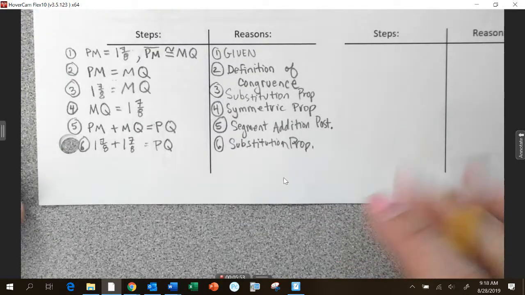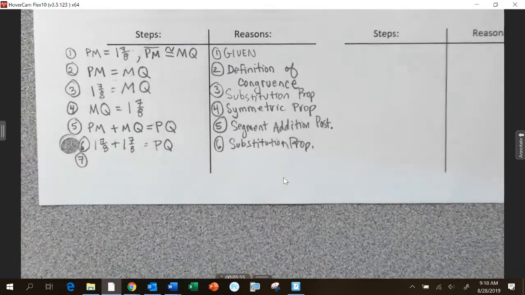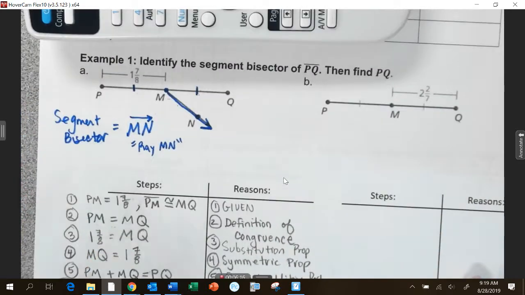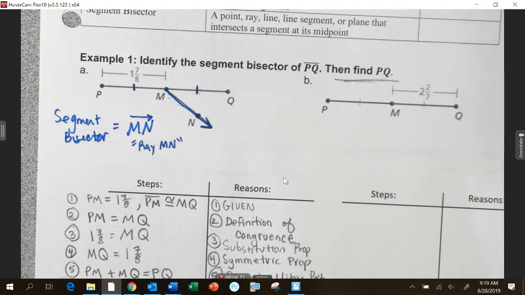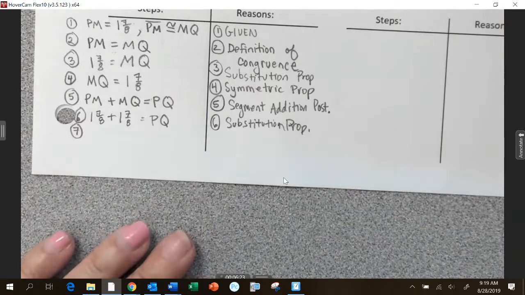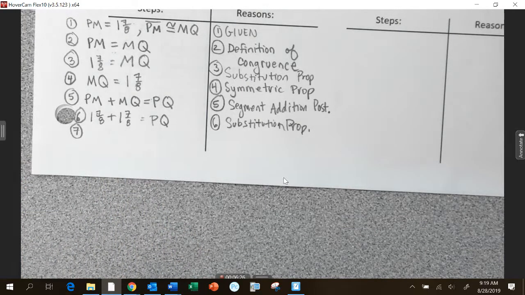What would be your next step? Emily, what would I do now? Sometimes we forget what we're doing. Sometimes we forget, like, what were we doing in the first place? What are we trying to find ultimately when we're done? What are we trying to get to? PQ. So that's what we're trying to find. So Emily, when you look at this, keep in mind we're trying to find PQ. What would you do?